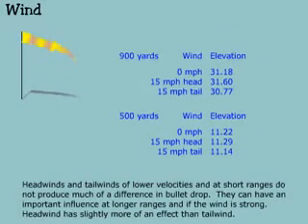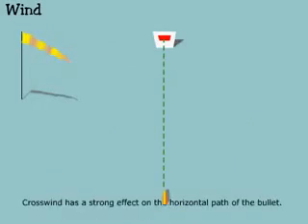Headwinds and tailwinds of lower velocities and at short ranges do not produce much of a difference in bullet drop. They can have an important influence at longer ranges and if the wind is strong. Headwind has slightly more of an effect than tailwind. Crosswind has a strong effect on the horizontal path of the bullet.